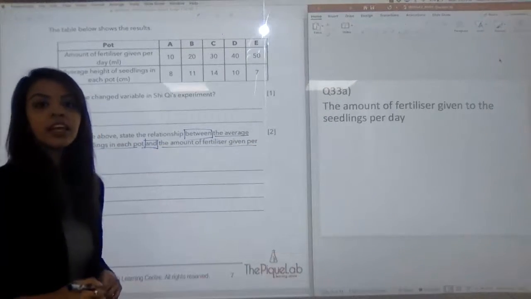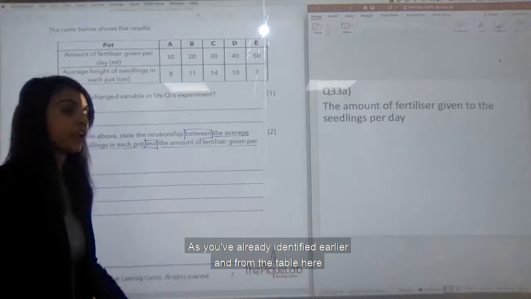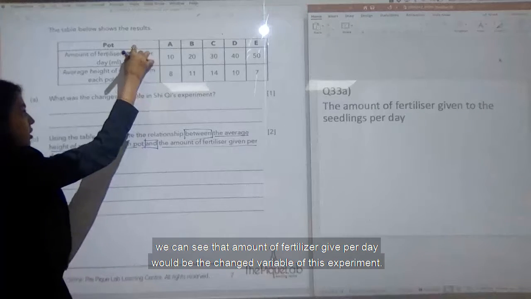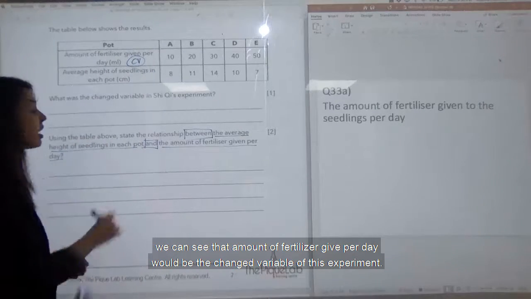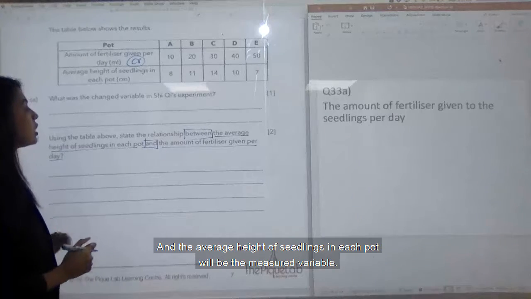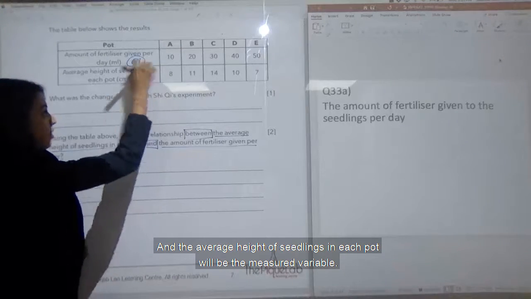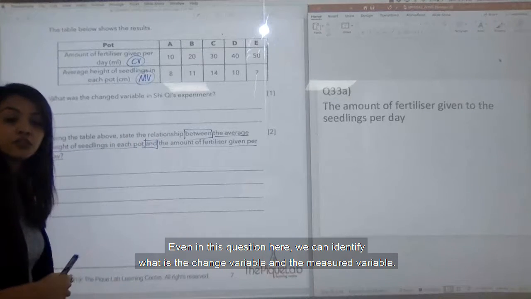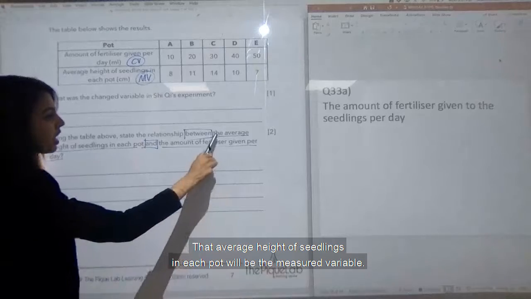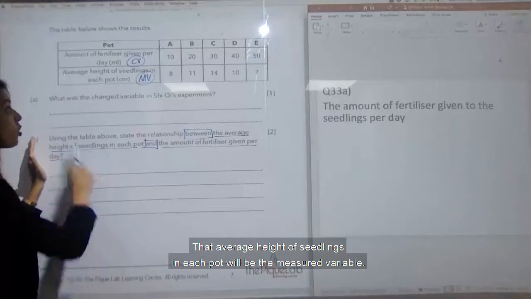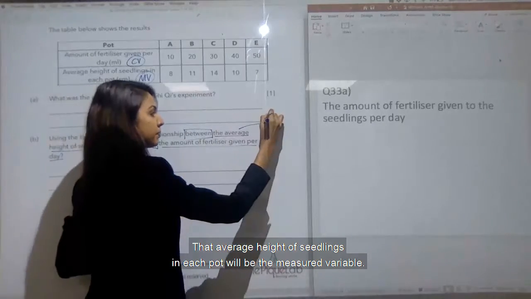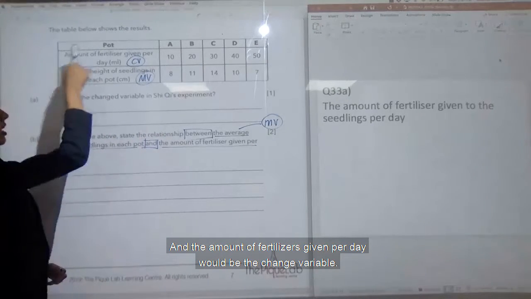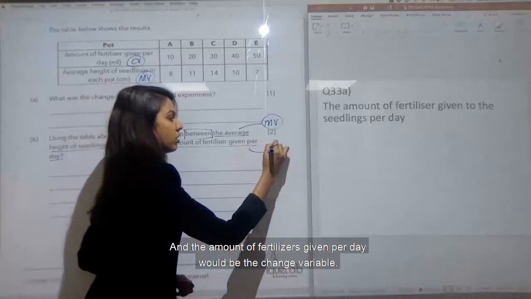Just like this. As we have already identified earlier, and from the table here, we can see that the amount of fertilizer given per day would be the changed variable of this experiment, and the average height of seedlings in each pot would be the measured variable. Even in this question here, we can identify what is the changed variable and the measured variable. The average height of seedlings in each pot would be the measured variable, and the amount of fertilizers given per day would be the changed variable.